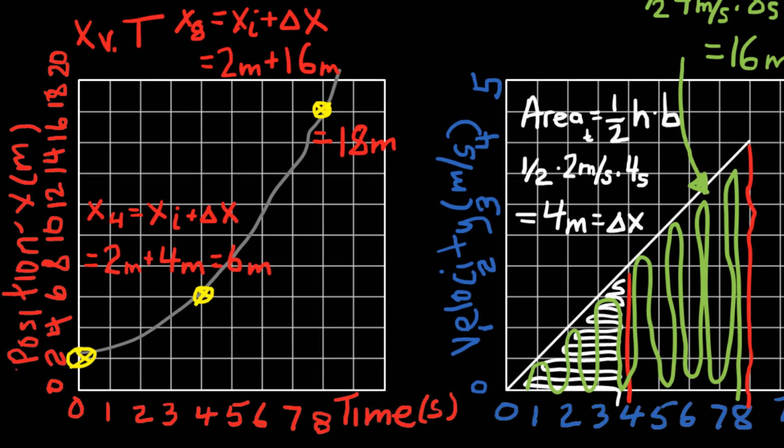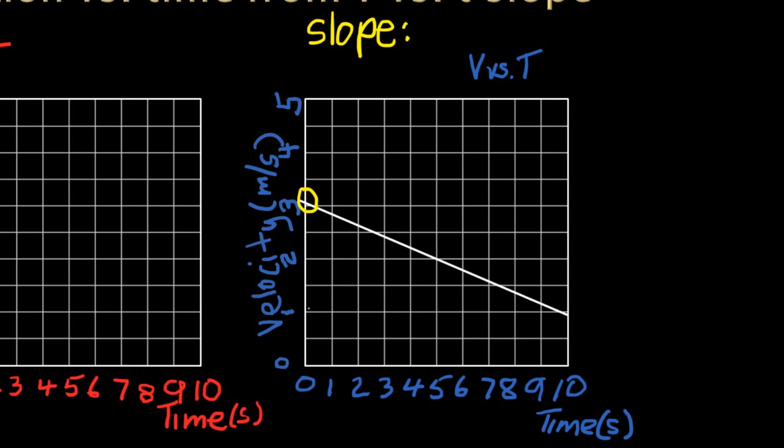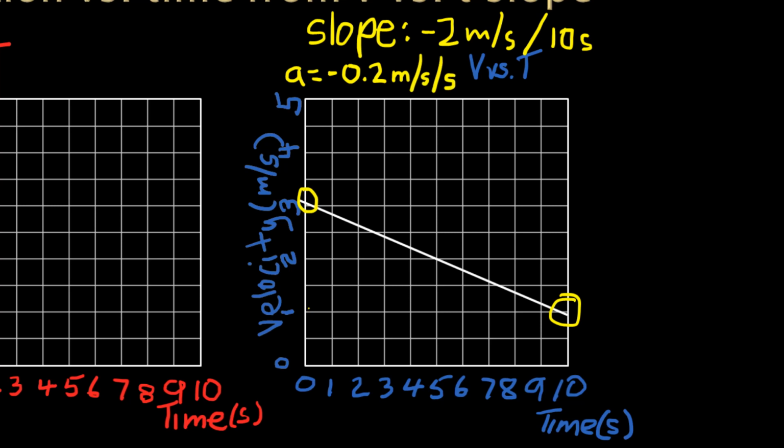Let's see if this technique works for decreasing velocity as well. And so I have a velocity that's starting off at 3 meters per second, and then 10 seconds later I'm traveling at 1 meter per second. Okay, the slope of this line is starting at 3 and ending at 1. Our change in velocity is minus 2 meters per second divided by 10 seconds, so our acceleration is minus 0.2 meters per second per second.